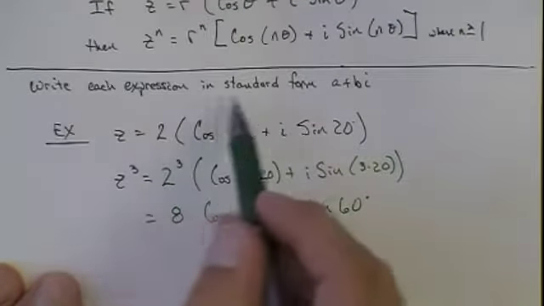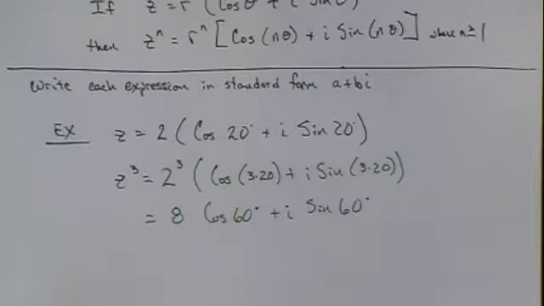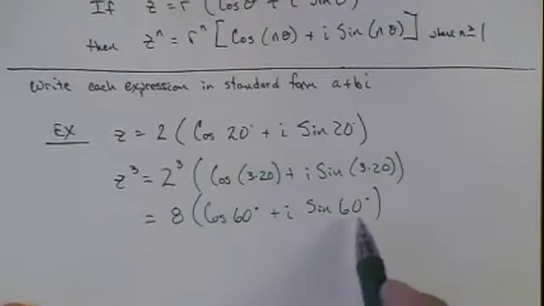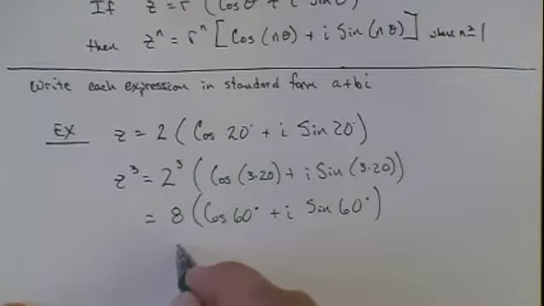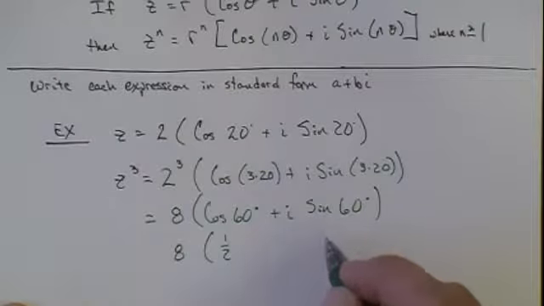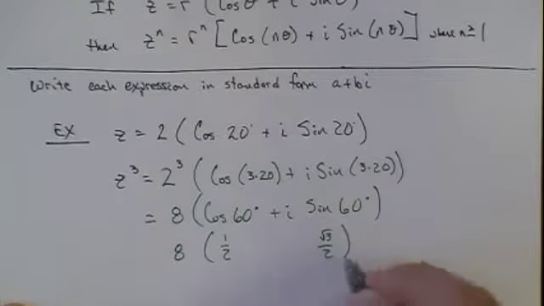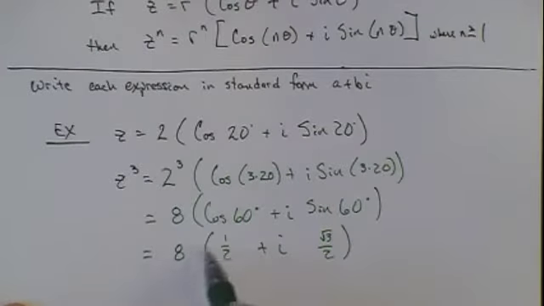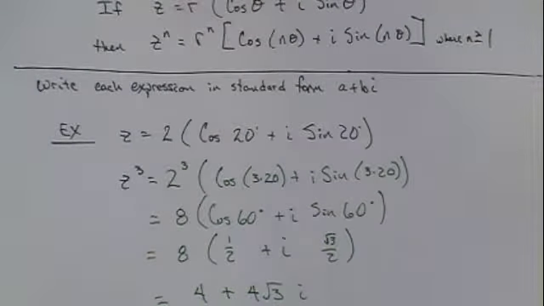Now we're asked here to write the expression in standard form. So at this point we can take the cosine of 60 degrees and the sine of 60 degrees. So we know cosine of 60 is equal to 1/2, and the sine of 60 is equal to square root of 3 over 2. And now if we distribute, we end up with 4 plus 4 square root 3 i, and now we have our answer in standard form.